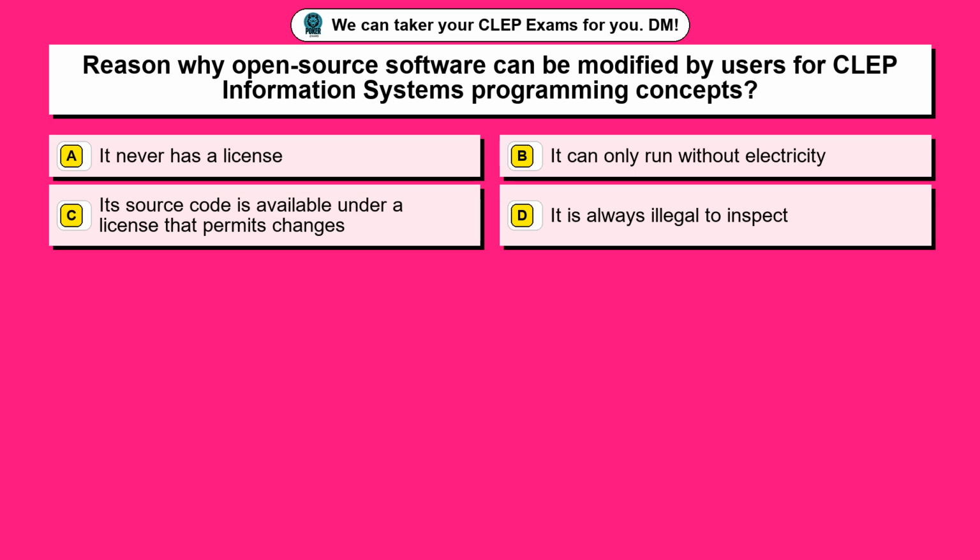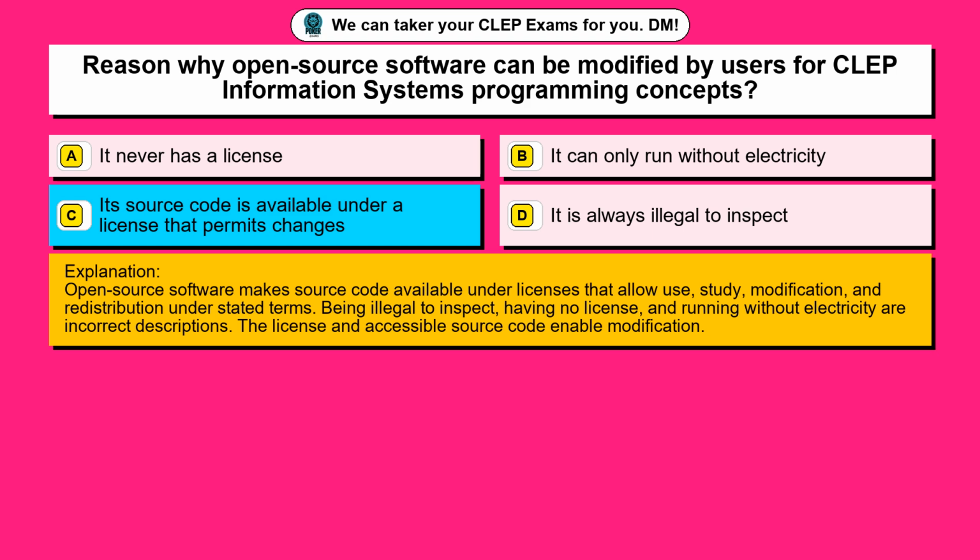Option C, its source code is available under a license that permits changes. Option D, it is always illegal to inspect. The correct answer is option C, its source code is available under a license that permits changes. Open source software makes source code available under licenses that allow use, study, modification, and redistribution under stated terms. Being illegal to inspect, having no license, and running without electricity are incorrect descriptions. The license and accessible source code enable modification.